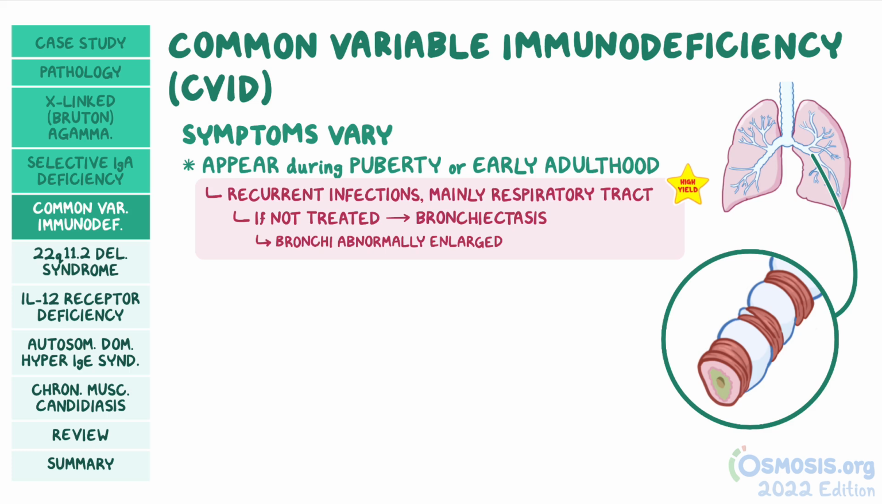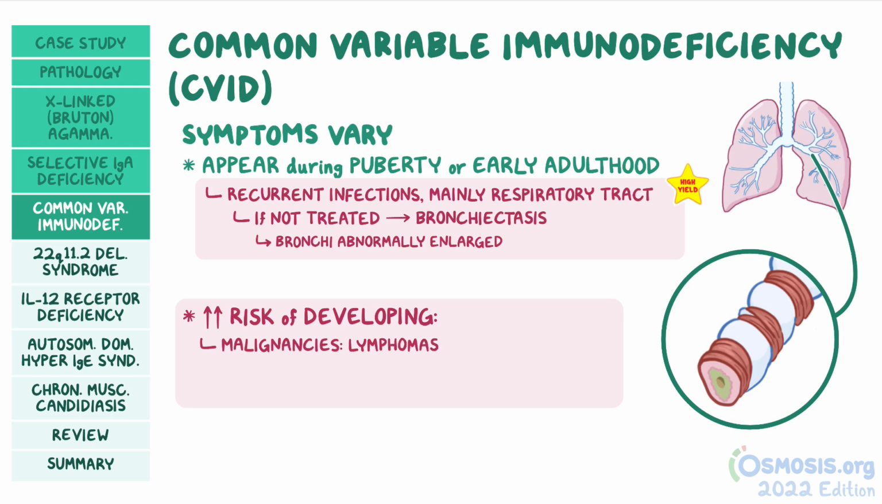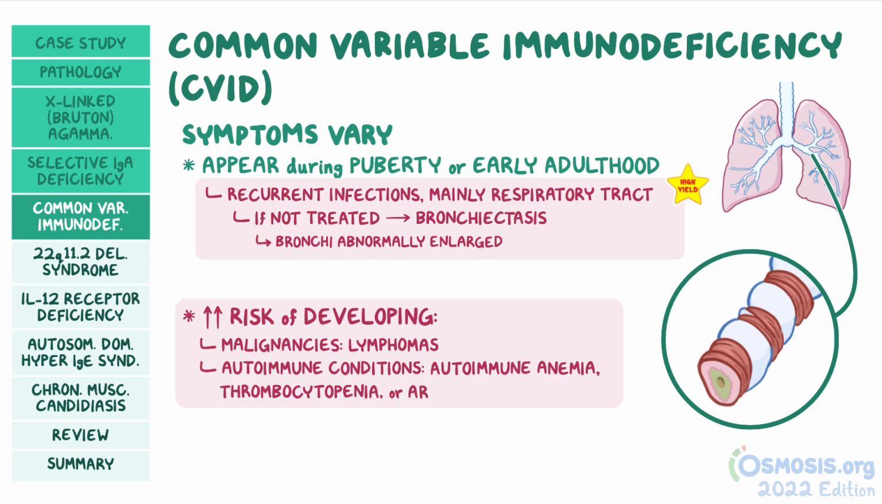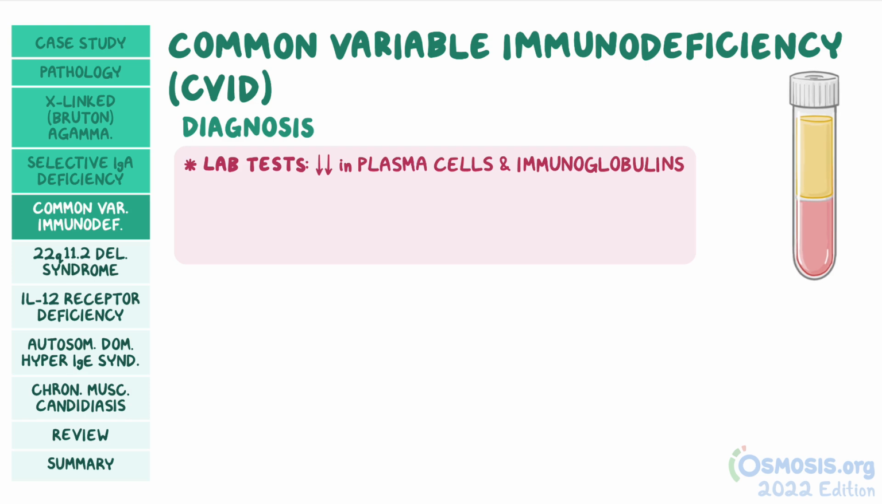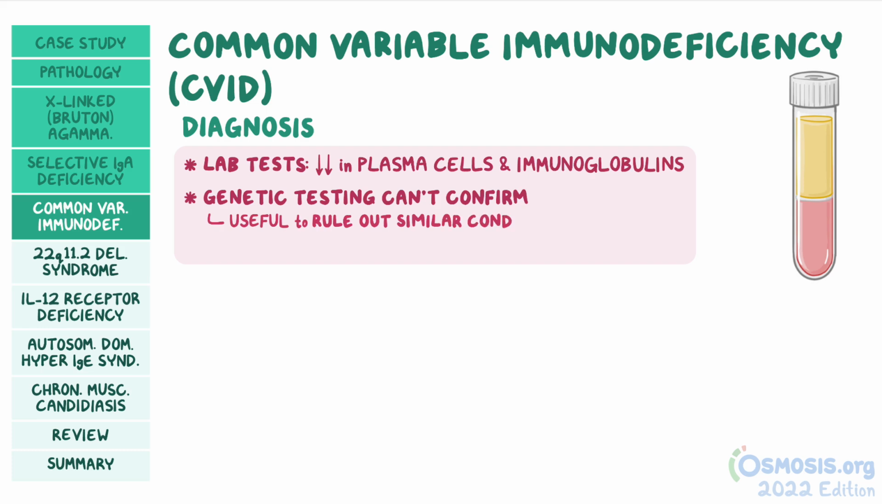In addition, for unknown reasons, individuals with CVID are at an increased risk of developing malignancies, especially lymphomas, as well as autoimmune conditions like autoimmune anemia, thrombocytopenia, or arthritis. For diagnosis, what you must know is that laboratory tests demonstrate an overall decrease in plasma cells and immunoglobulins. Also, it's important to note that genetic testing can't confirm the diagnosis of CVID, but it can be useful to rule out similar conditions, such as X-linked agammaglobulinemia.